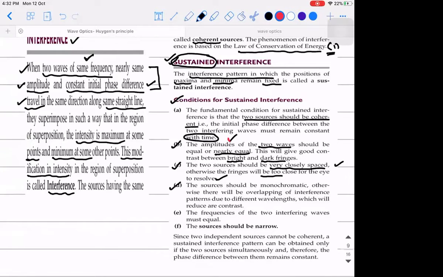Fourth one, the sources should be monochromatic. I told this to you, right? So it should be monochromatic. Otherwise, there will be overlapping of interference patterns due to the different wavelengths, which will reduce the contrast. If you use white light, you will have 7 colors that are coming out of it.